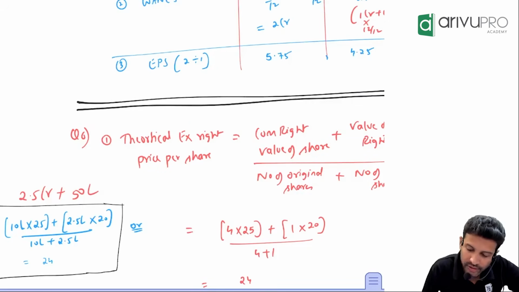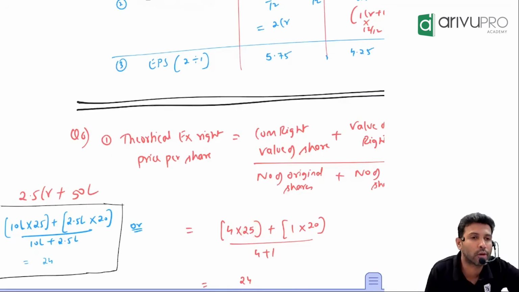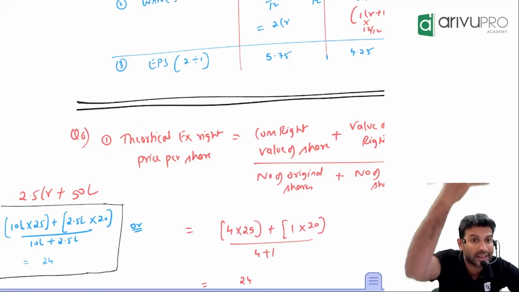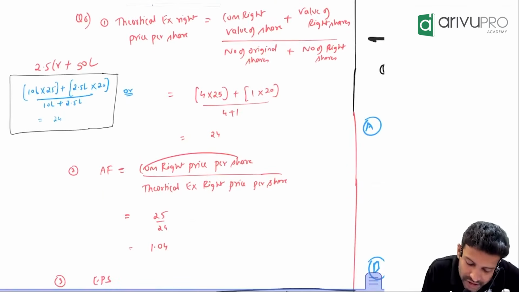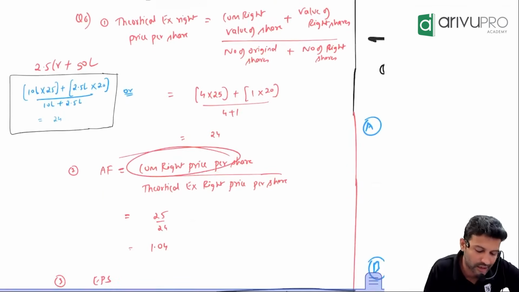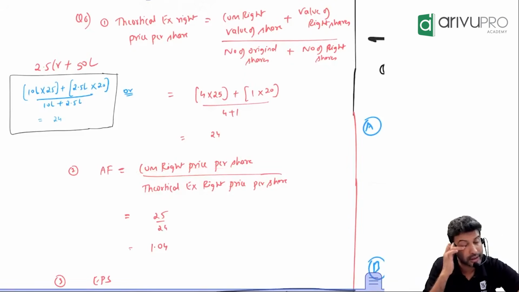Okay, now, what is the theoretical ex-rights price per share? 24. What was the fair value of the share before the rights issue? 25. So what will you do? 24 by 25 or 25 by 24? 25 by 24. What is 25? Fair value of the share before the rights issue. They also call it the cum-rights price per share. Divided by what? Theoretical ex-rights price per share. That way you can construct your own formula.